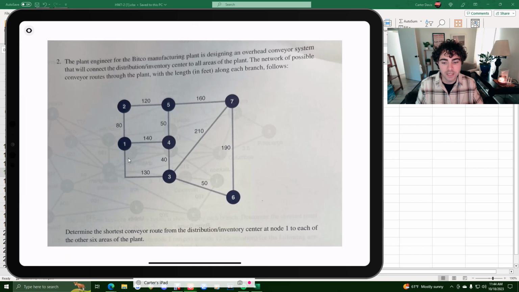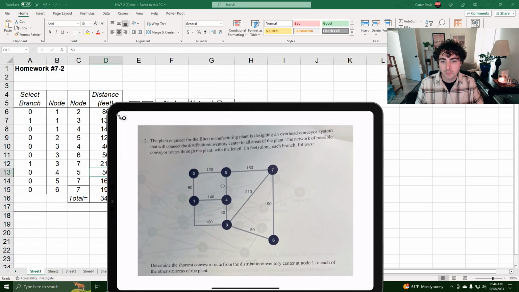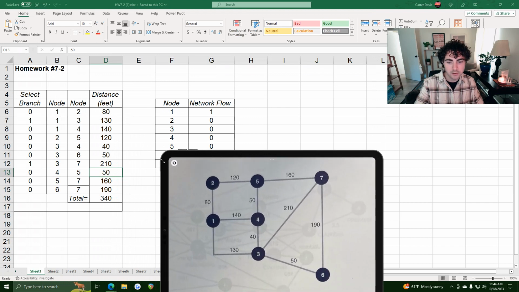of the plant. So we need to find the shortest distance from 1 to 2, from 1 to 3, from 1 to 4, 1 to 5, 1 to 6, and 1 to 7. Let's talk about this problem within Excel.